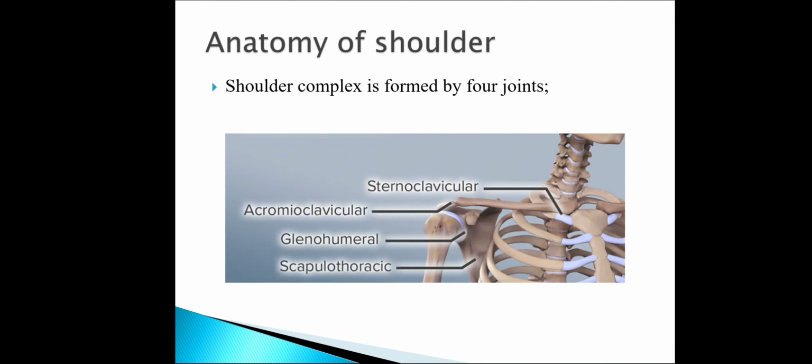As we already know, the shoulder complex is formed by four joints, that is one false and three true joints. Scapulothoracic, which is a false joint, and acromioclavicular, sternoclavicular, and glenohumeral joints, which are true joints.